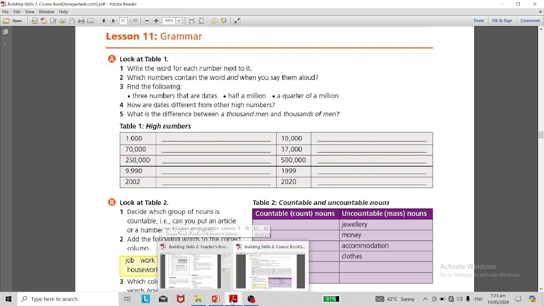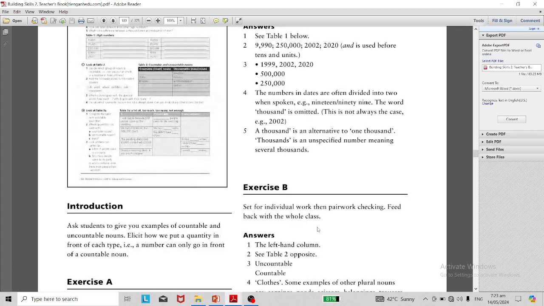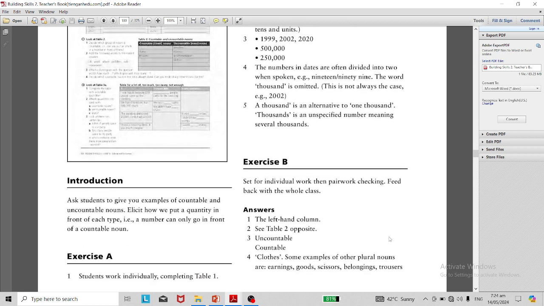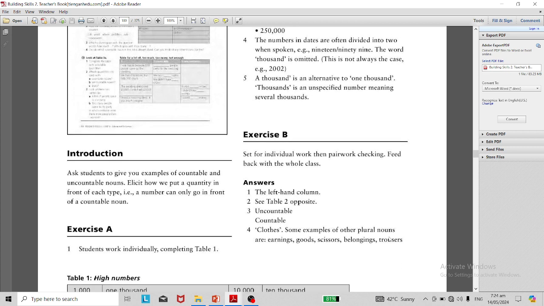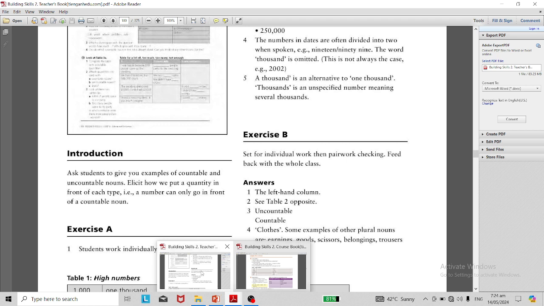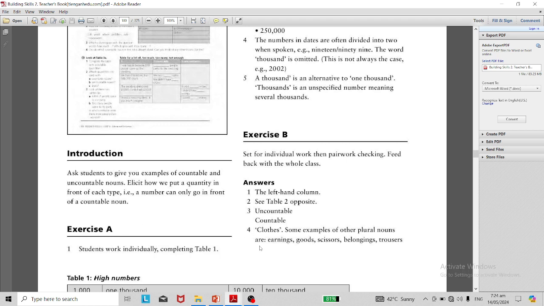So exactly the left-hand column, uncountable, countable, clothes. Some examples of other plural nouns are earrings, goods, belongings, and trousers. They have S, but they are considered what? This is exercise B4. Exercise B4, clothes. The question is what?